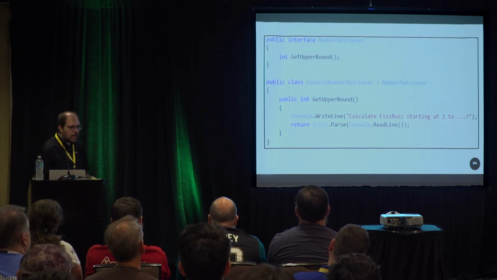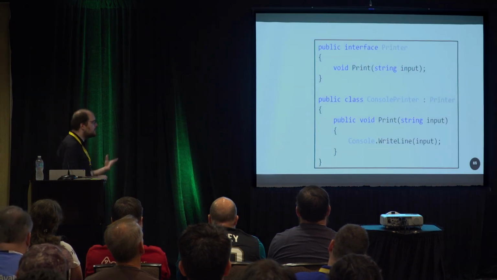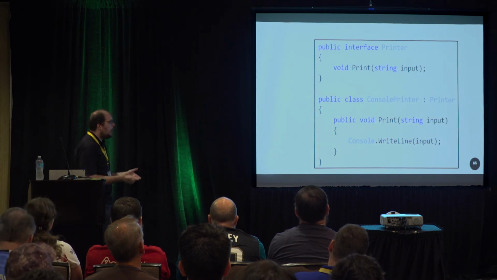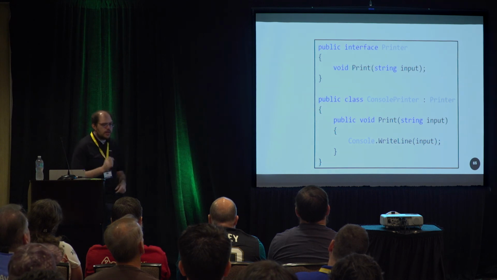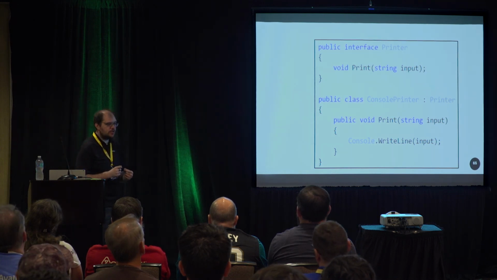Okay? And so if that's how I'm getting data in, how am I sending data out? Well, I'm going to print that to the screen. And so I have an interface called printer. It's a void method. It takes string as an input, and then I've got a console printer. Something to note, you can usually identify a boundary based on the method signatures.